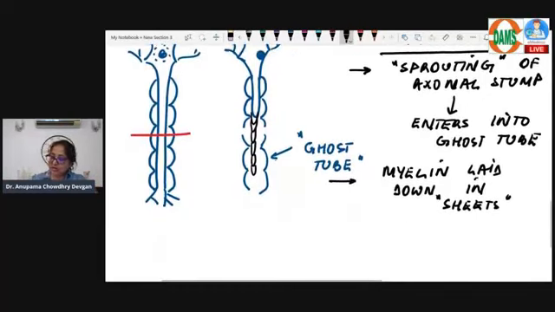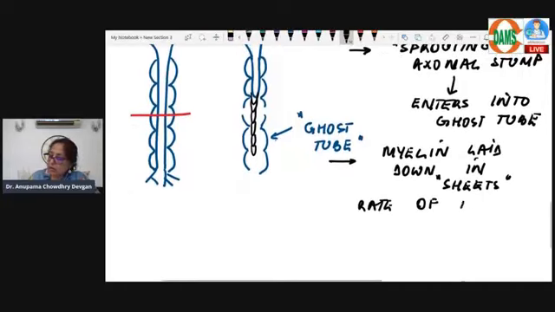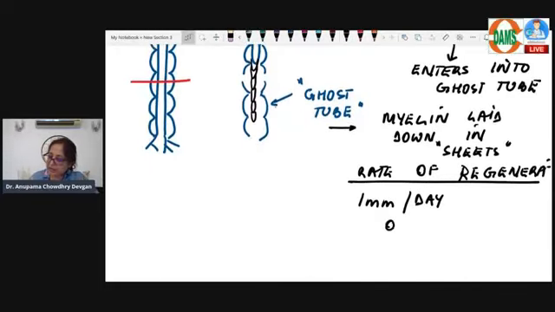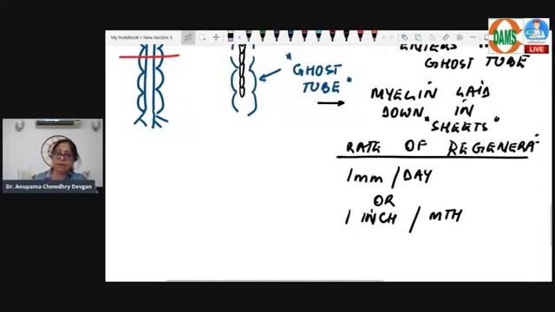Yes? Now, what is the rate of regeneration? This is going to be 1 millimeter per day, or 1 inch per month. This is the rate of regeneration, 1 millimeter per day or 1 inch per month.